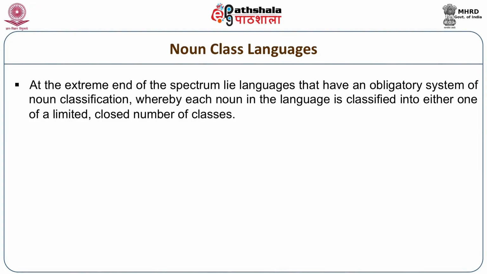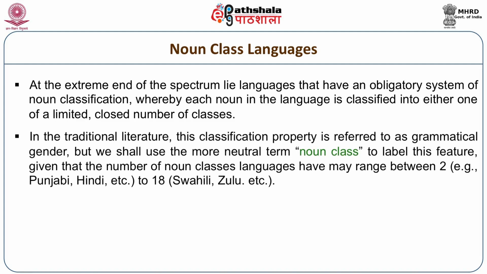Noun class is a system of obligatory noun classification, wherein each noun of the language is classified into one of a set of limited classes. In the traditional literature, this is often referred to as grammatical gender. But the term noun class to label this feature is necessary, because noun classes may in fact range from as small as 2 to up to 16, and indeed even 18, as we can see from the languages Swahili and Zulu.